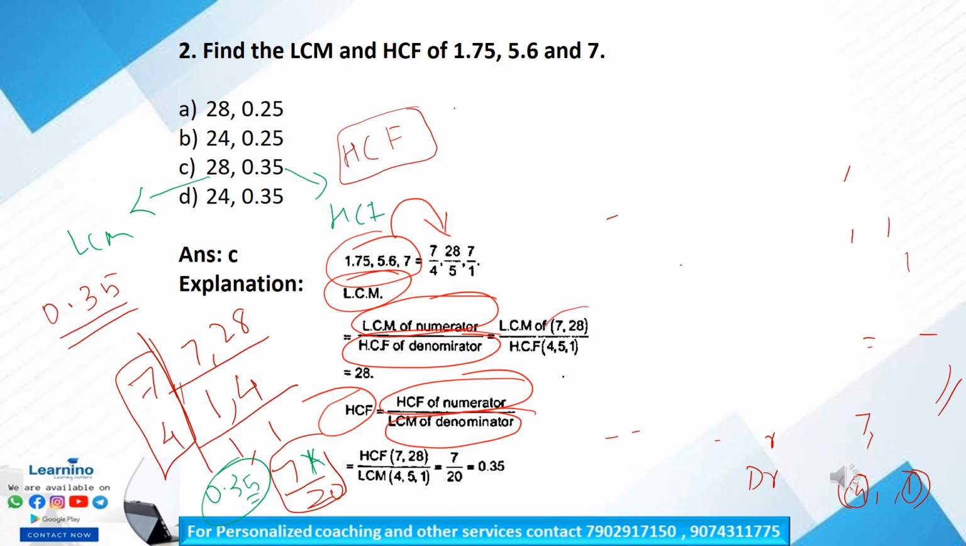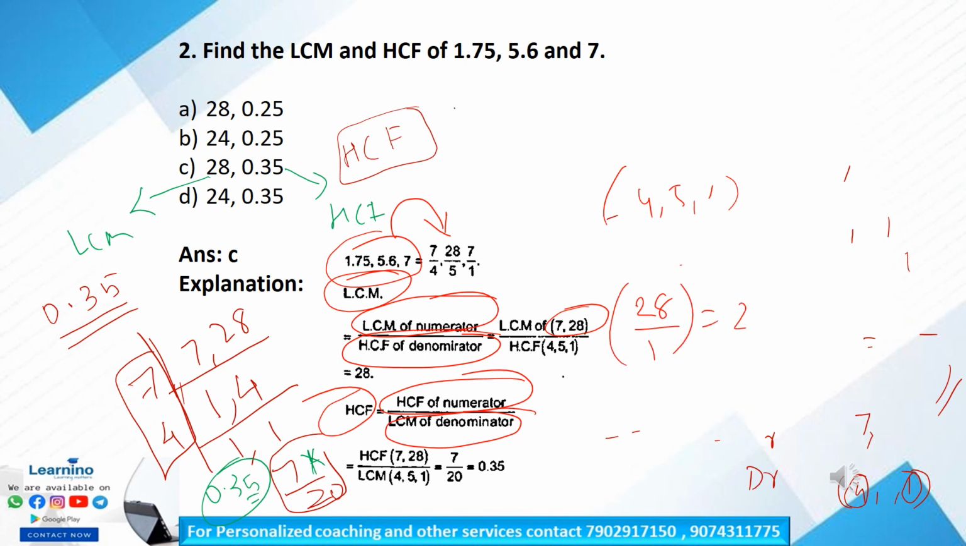So what is the LCM of 7 and 28? 28. Okay, so 28 divided by what? The HCF of 4, 5 and 1. That is the highest common factor, the common number of these three numbers. That is 1. Okay, so 28 divided by 1.